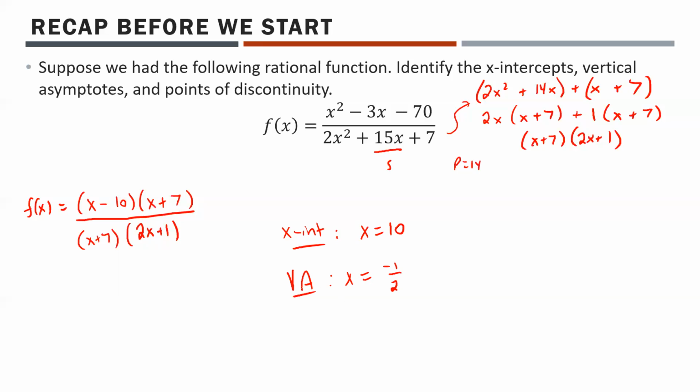Then for our point of discontinuity, or POD, as I often call it, PODs are whatever show up on both the top and the bottom, the numerator and the denominator. So that's x plus 7. That means our point of discontinuity is going to be x equals -7. And those are always tricky, because if you were to graph this, like in your calculator, it wouldn't even show up. It would just look like a continuous line at x equals -7. But the reality is it's not continuous at that point.